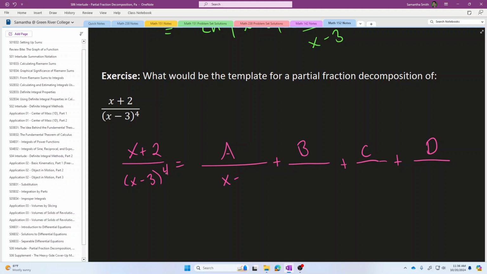So the first fraction will have an x minus 3 to the first power. The second fraction will have an x minus 3 to the second power. The next one will have an x minus 3 to the third power. And the last one will have an x minus 3 to the fourth power.